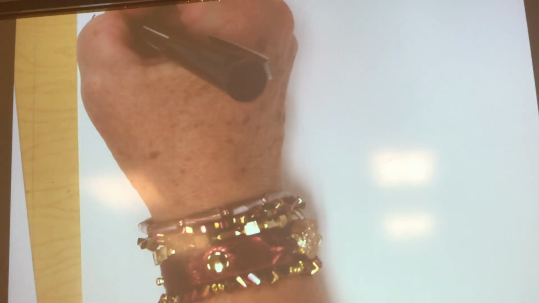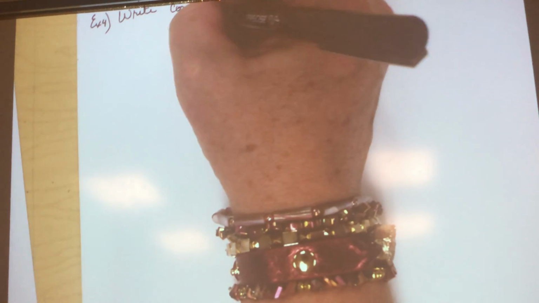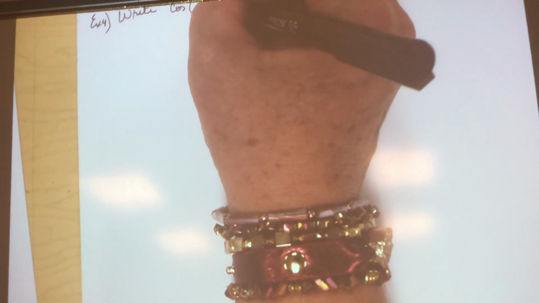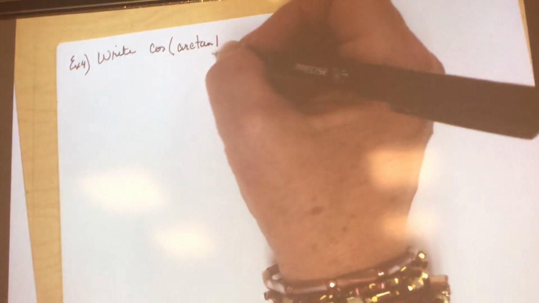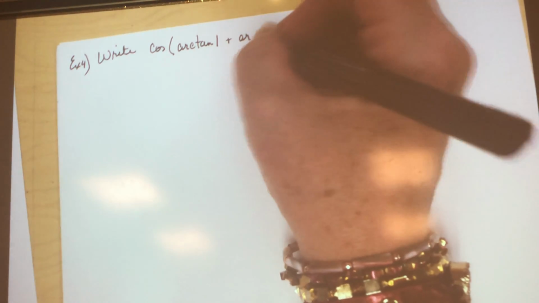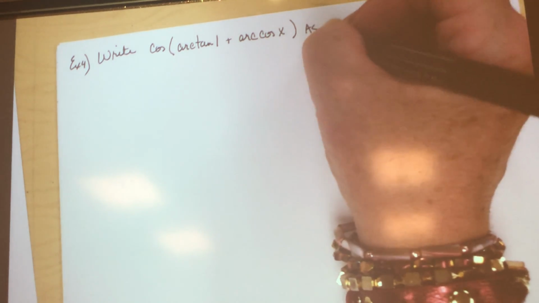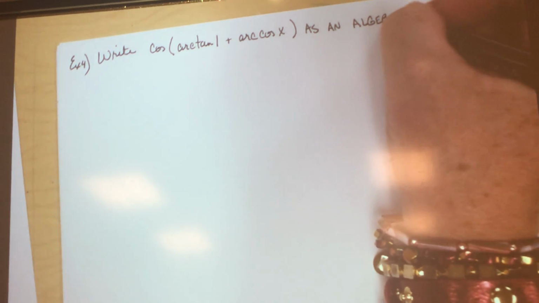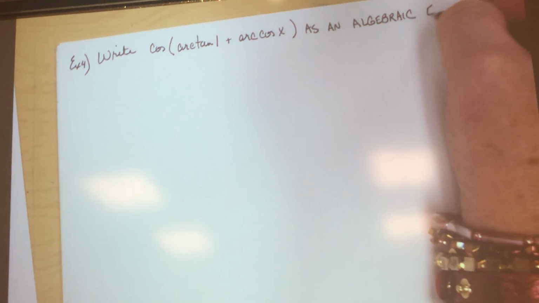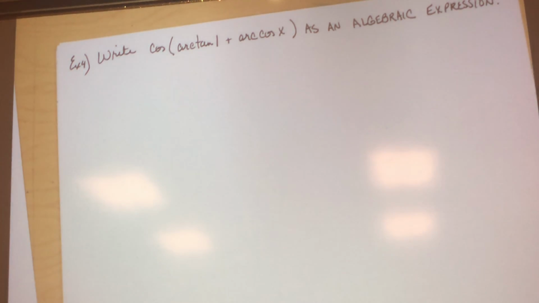This is example 4. And here's what it says. Write cosine of the arctan of 1 plus the arc cosine of x as an algebraic expression. I don't like that word. Write that as an algebraic expression.